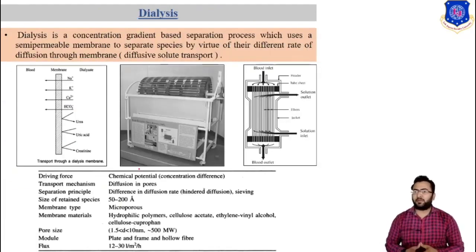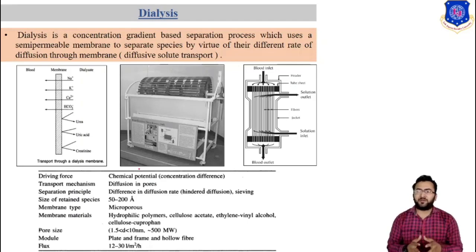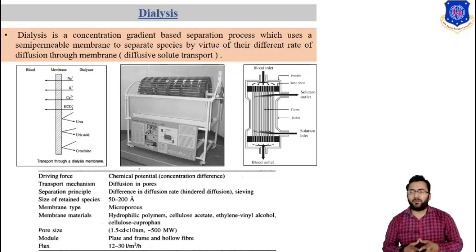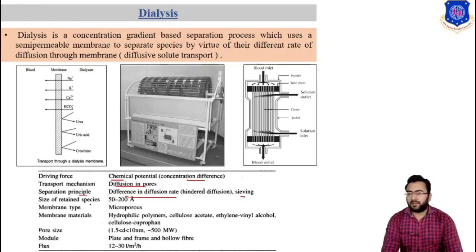Now let's discuss dialysis. Dialysis is a concentration gradient based separation process which uses a semi-permeable membrane to separate species by virtue of their different rate of diffusion through a membrane. So dialysis works on a chemical potential, or we can say concentration difference. The transport mechanism is diffusion. The separation principle for dialysis is a difference in diffusion rate or sieving, or we can say size exclusion.